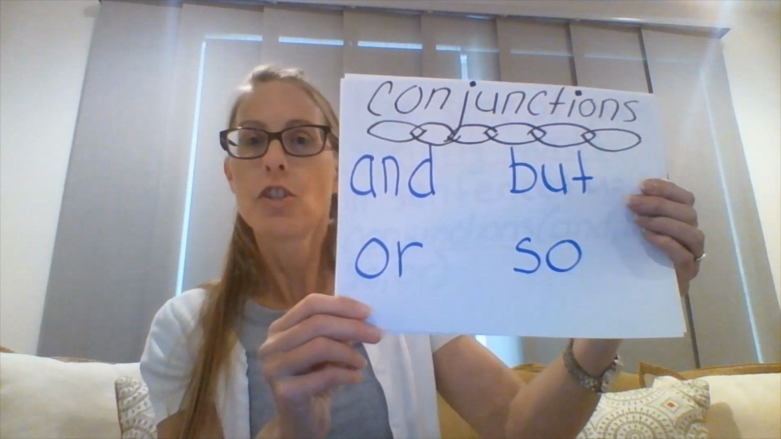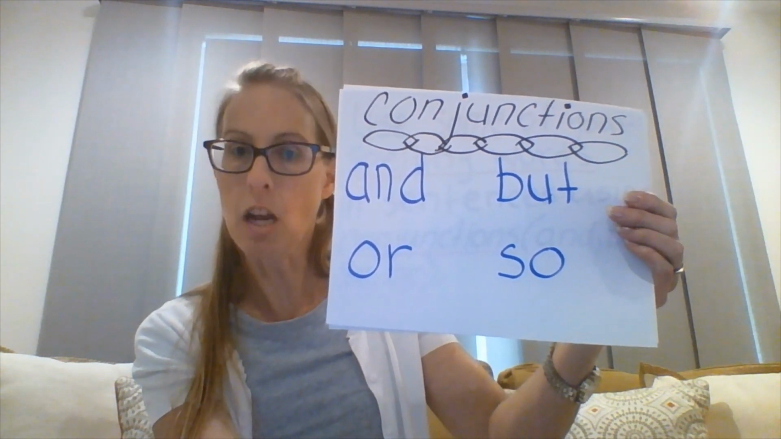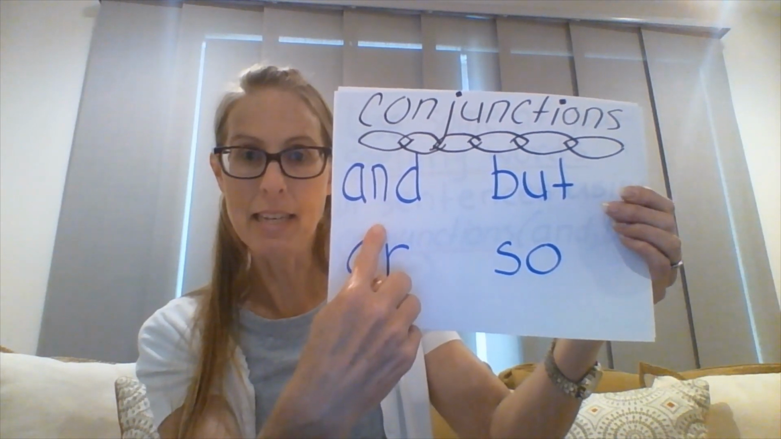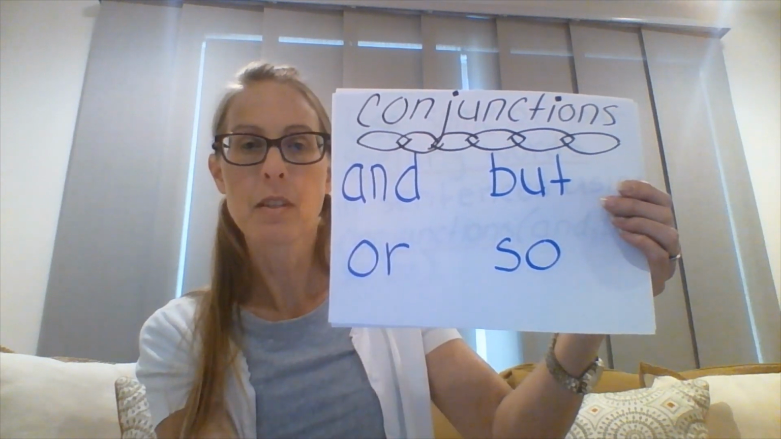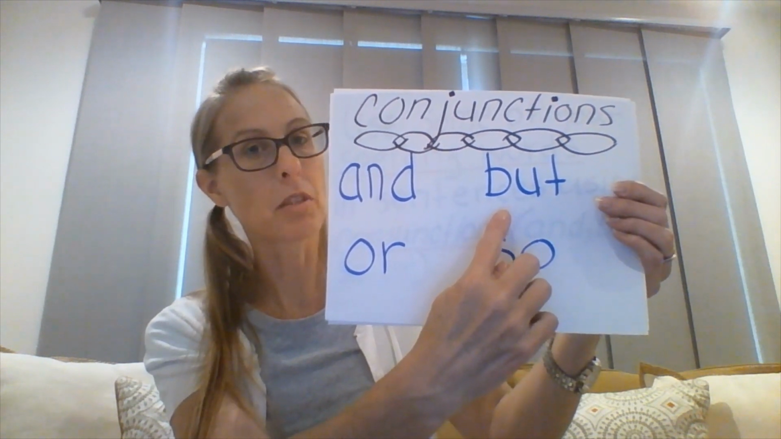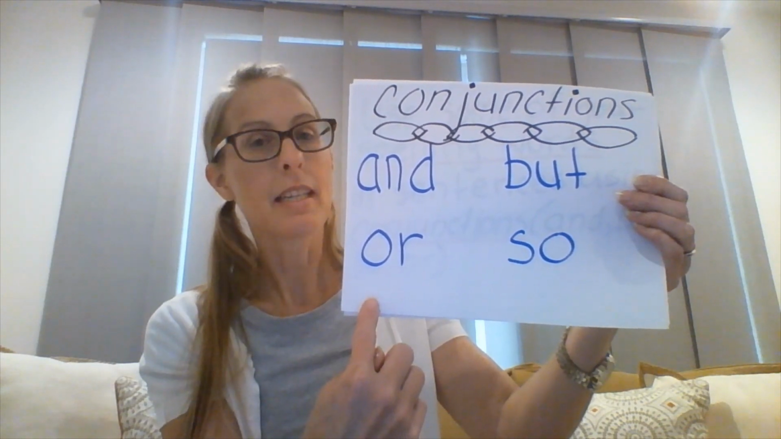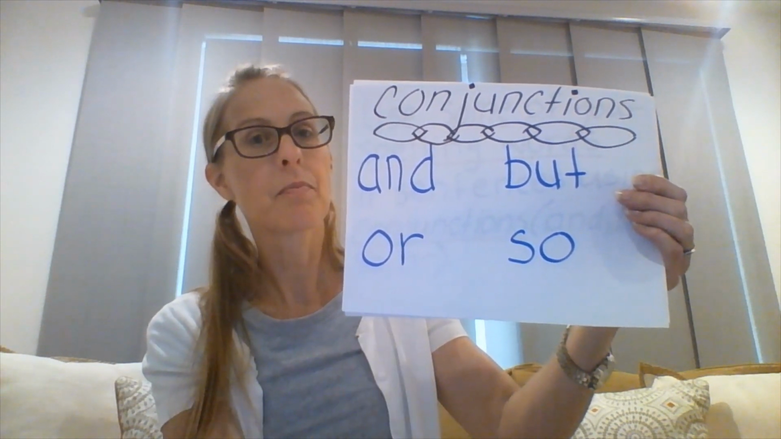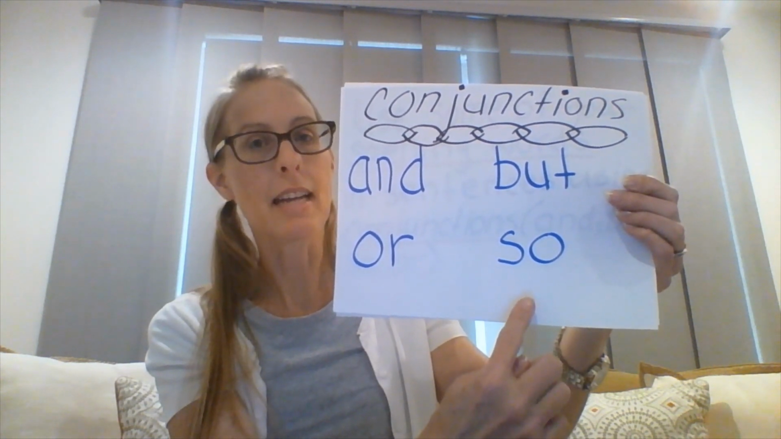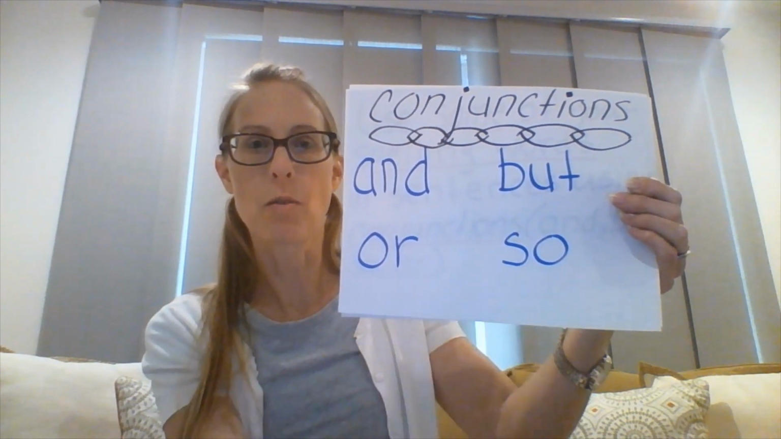Ready? Joe needs to wake up early. He should set his alarm clock. Joe needs to wake up early and he should set his alarm clock. Joe needs to wake up early, but he should set his alarm clock. Joe needs to wake up early, or he needs to set his alarm clock. Joe needs to wake up early, so he needs to set his alarm clock. Which one is best, and, but, or so?